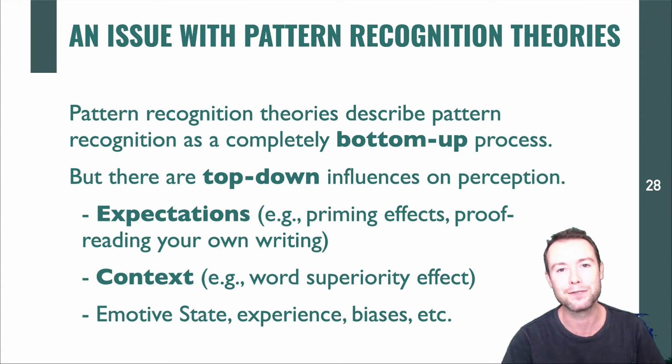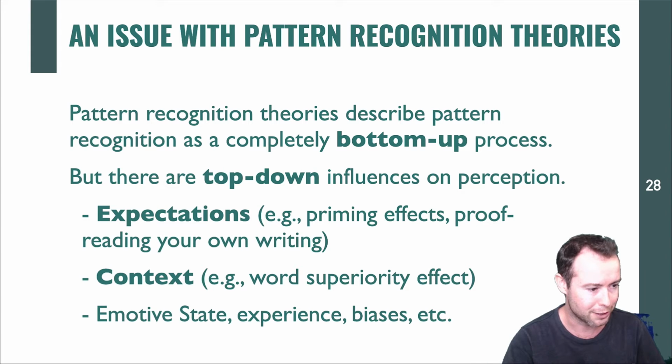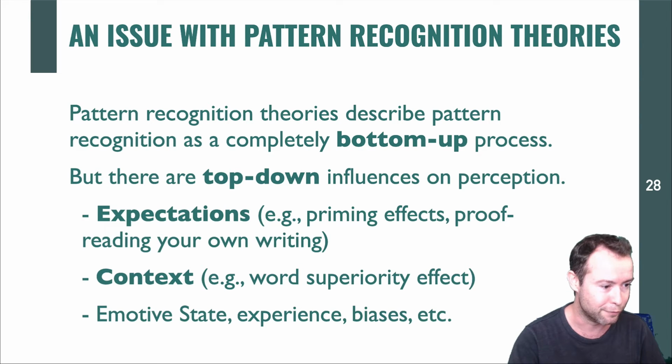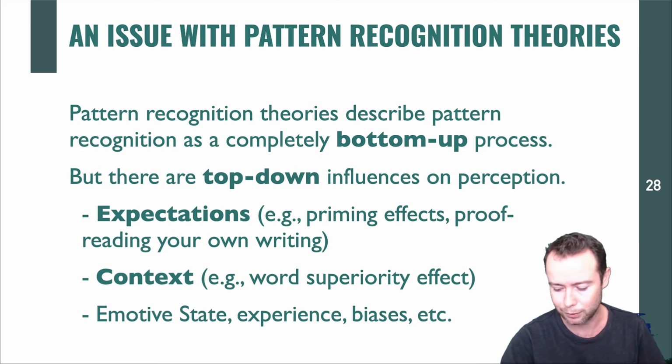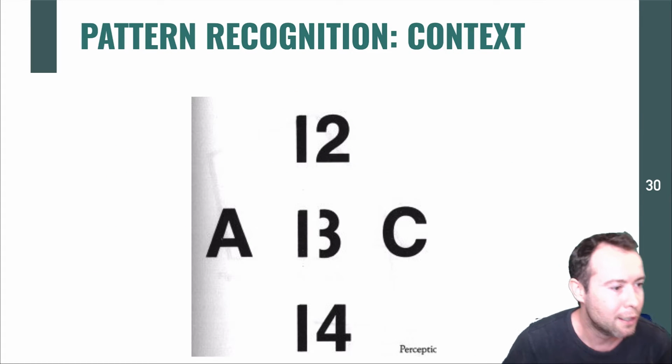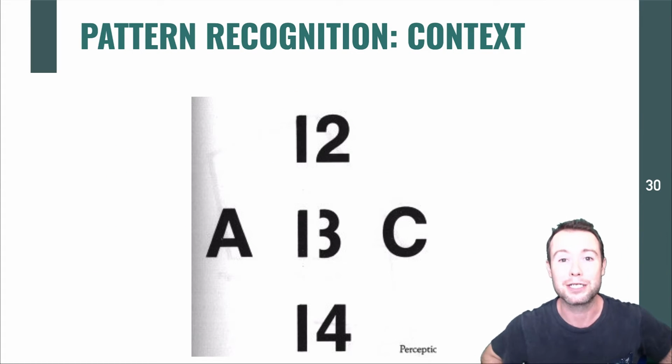There's often effects of the context, and we'll come on to something called the word superiority effect. And then at times our mood state that we're in, so whether we're in a happy or negative mood, our experience, biases, etc. can all influence the way we process. Let's look at a couple of specific examples though.